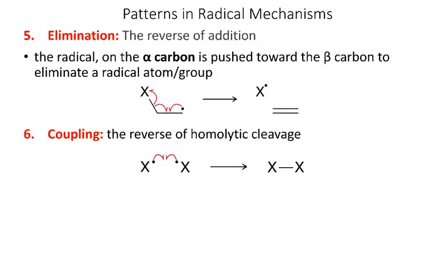And then we also have elimination, which is the reverse of addition to a pi bond that we saw on the last slide. And then coupling involves the destruction of our radicals. So if we have two radical species that come together and form a bond, then we went from having radicals to having no radicals.